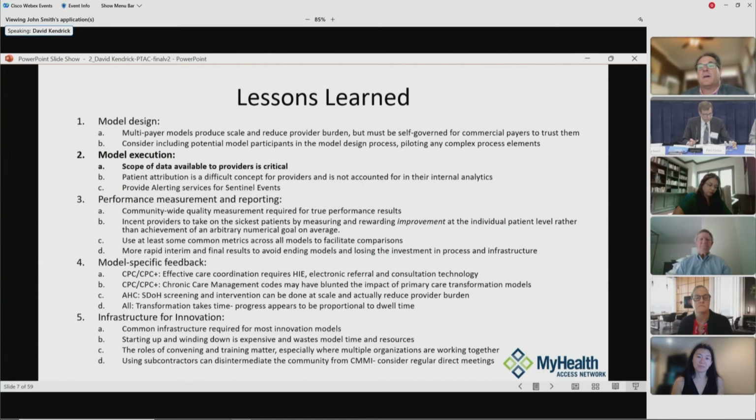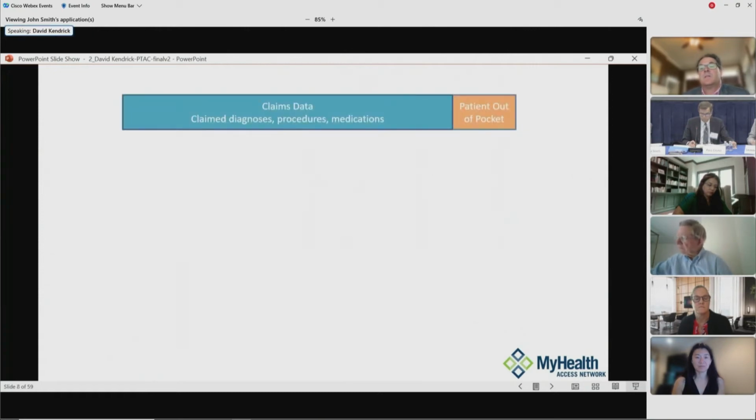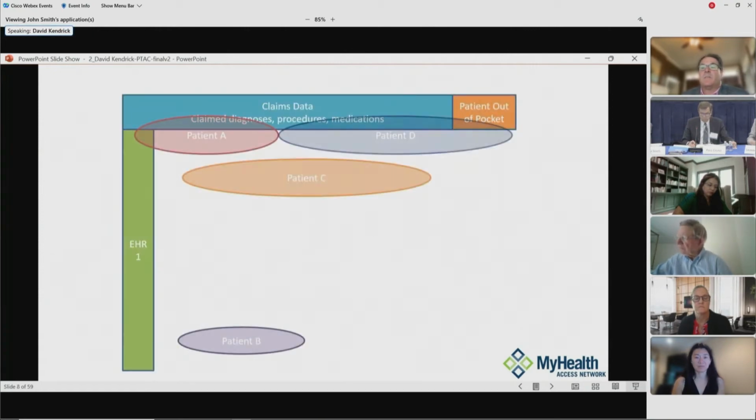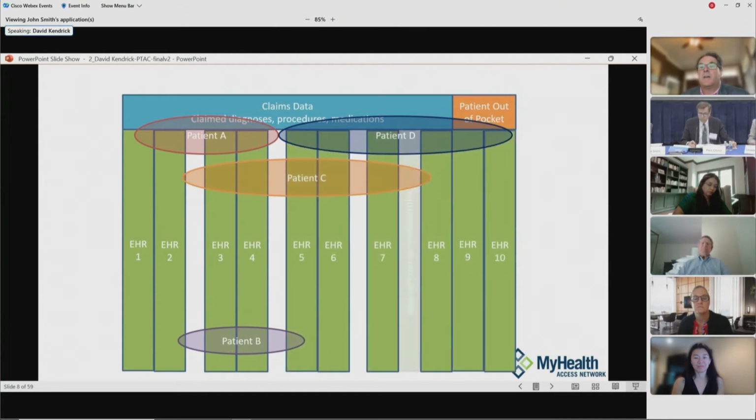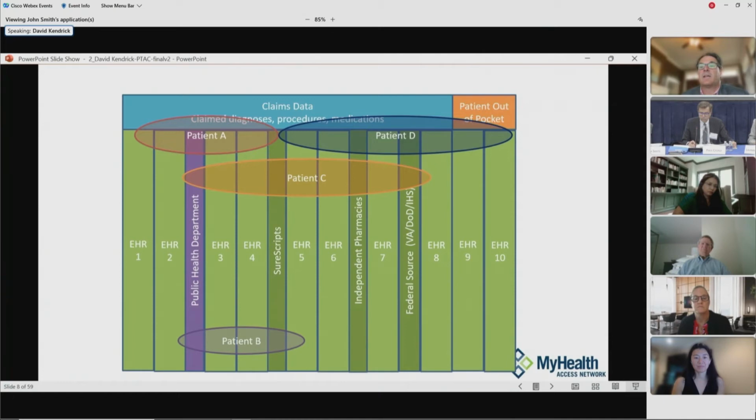On the model execution side, so now we're into the weeds of what technical changes we were able to make. First, the scope of data available to providers is critical. Next slide. And we always talk about claims data being a mile wide but only an inch deep, and the data in each clinic being a mile deep but only an inch wide. And so real patient data looks like this. And this is the role of our organization as serving as a health data utility to make sure that the full picture of each patient's care is available. And of course, the sicker the patient, the more fragmented their data. And that's really a theme of our work. Next slide.